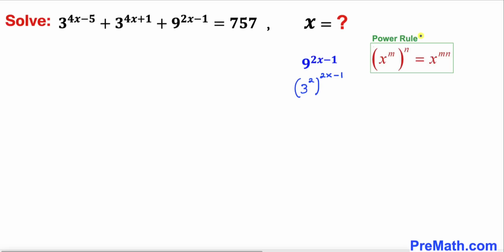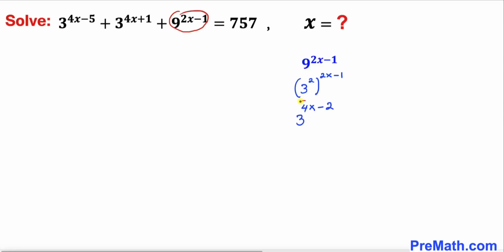And now let's recall this power rule of exponents we are going to apply on this one. So this way we are going to multiply out these two nested exponents. So that is going to give us 3 power 4x minus 2. Therefore, I am going to replace this term by this simplified one. As you can see in this next step, I have replaced this term by this one.